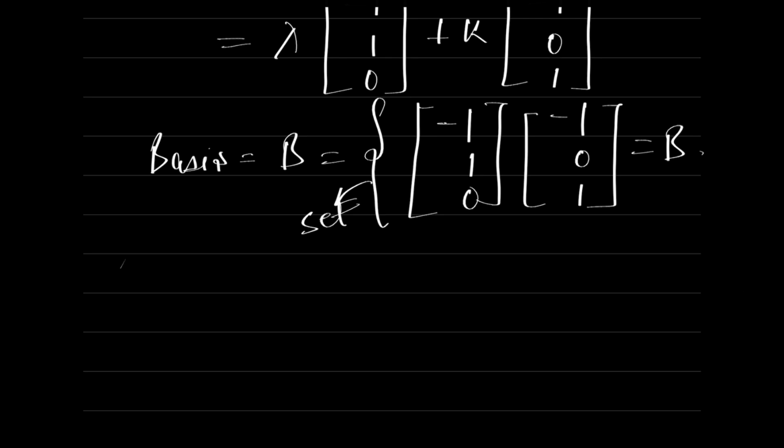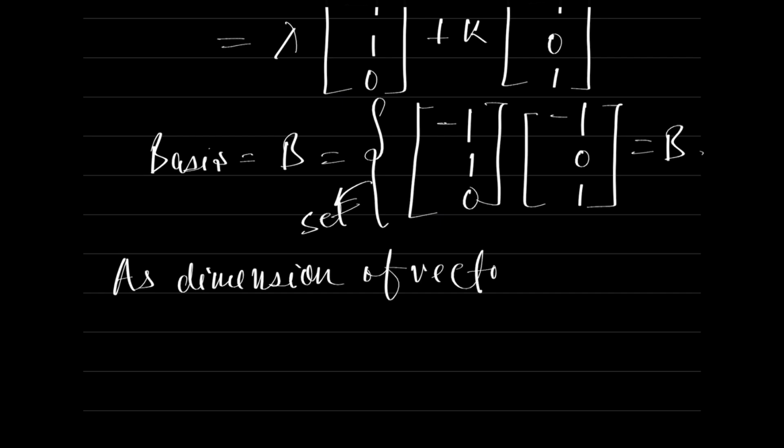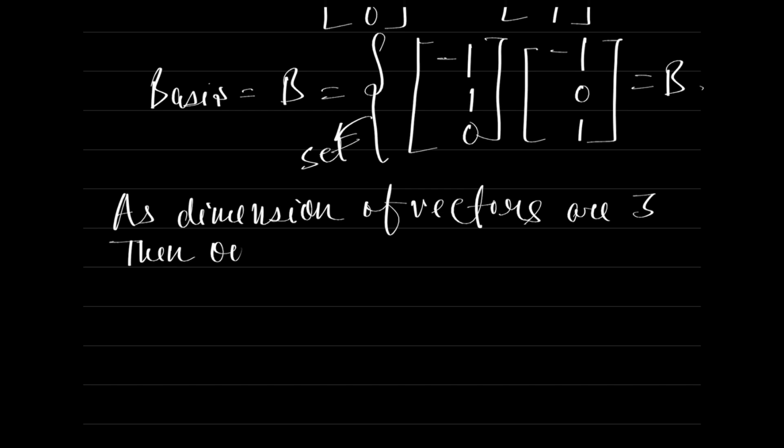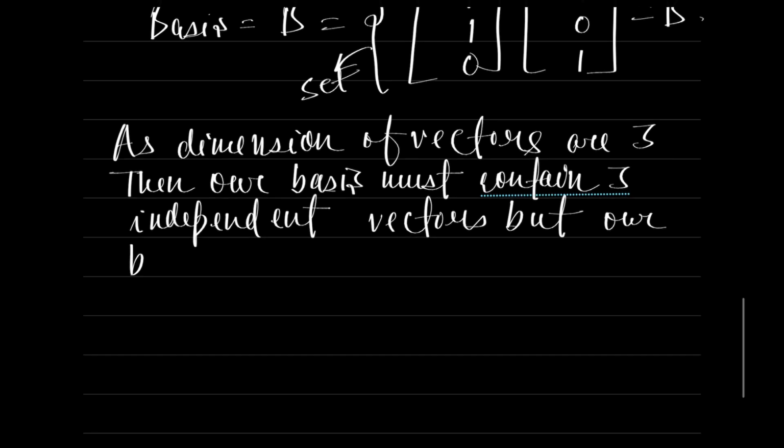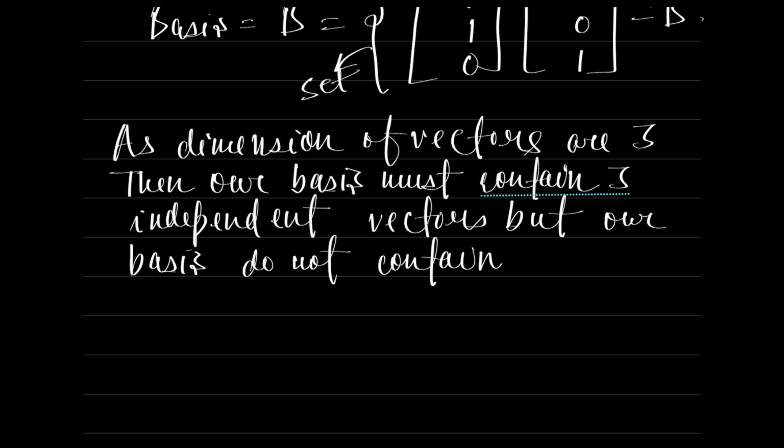As the dimension of the vectors is 3, our basis must contain 3 independent vectors, but our basis does not contain three independent vectors.